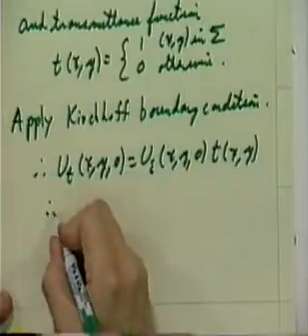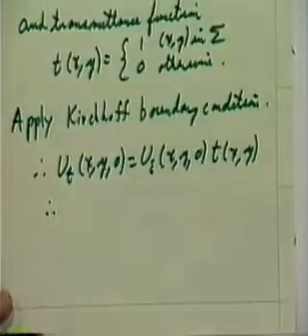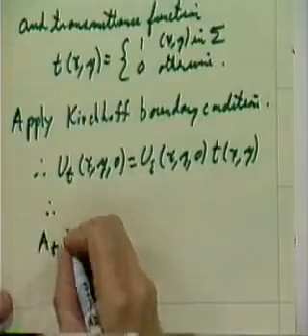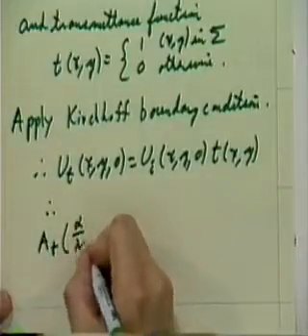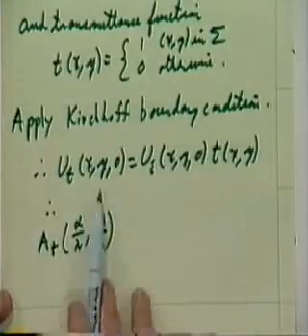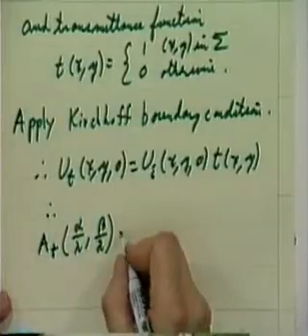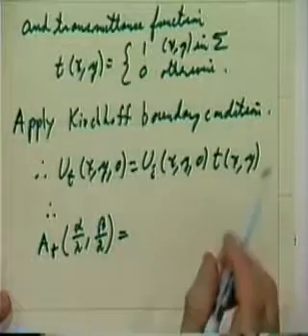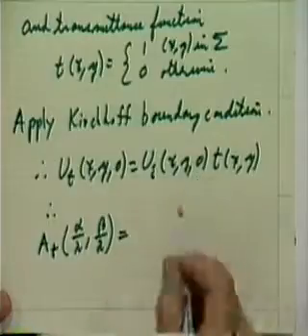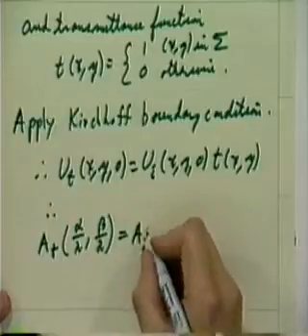And I'm going to take the Fourier transform on both sides, and I need help from you for this. Fourier transform on the left side is A sub t, alpha over lambda, beta over lambda. So that's just the plane wave spectrum of what was transmitted through the aperture. And the right-hand side is where I'm going to need some help. If I take the Fourier transform of u sub I, I will get the plane wave spectrum of what was incident, so that's A sub I.